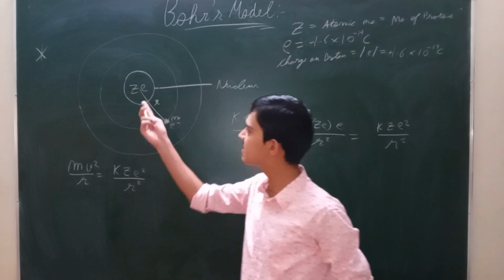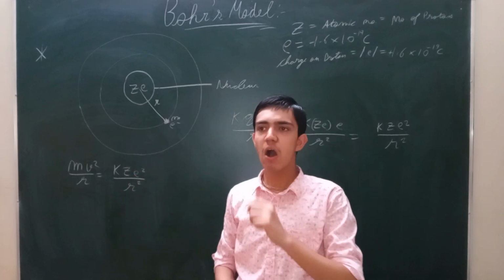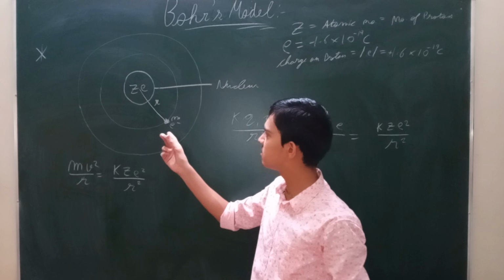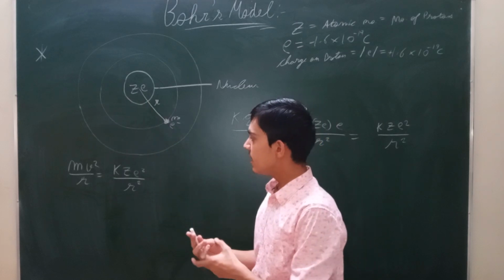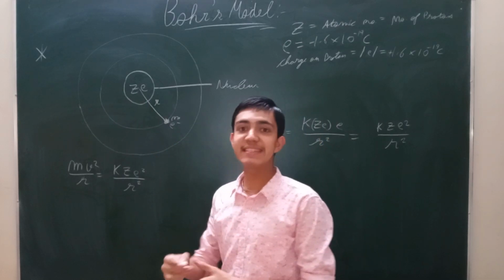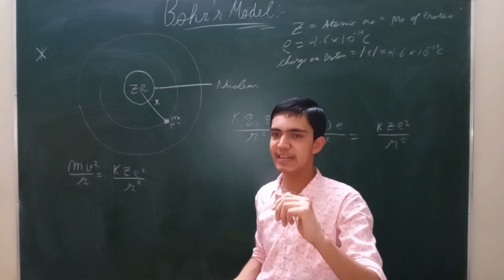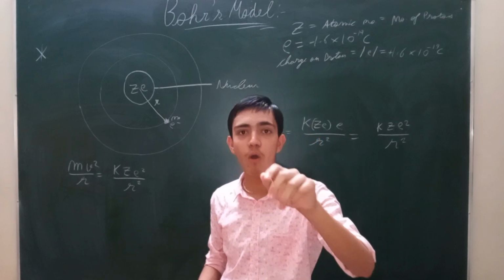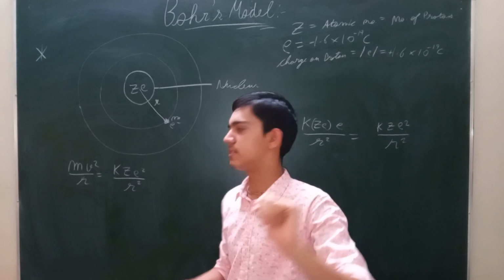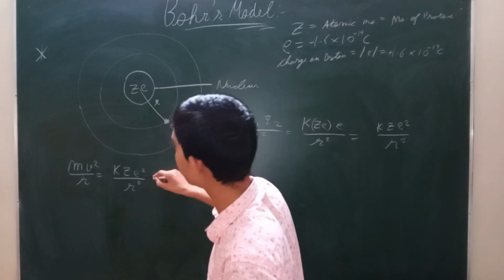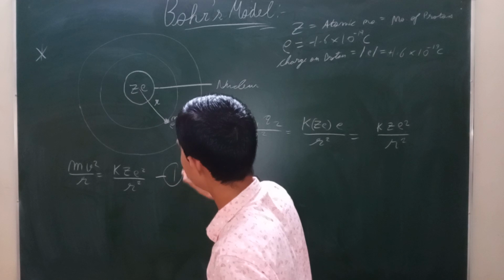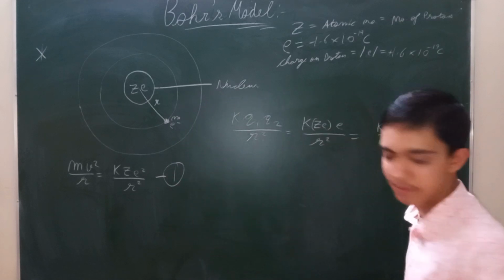So the force exerted by the nucleus, which is obviously an attraction force because the electron is negative and the nucleus is positive, is cancelled out by a centrifugal force or maybe centripetal force, which depends only on your point of reference. This is also called Bohr's first postulate. Let's consider it equation number 1.